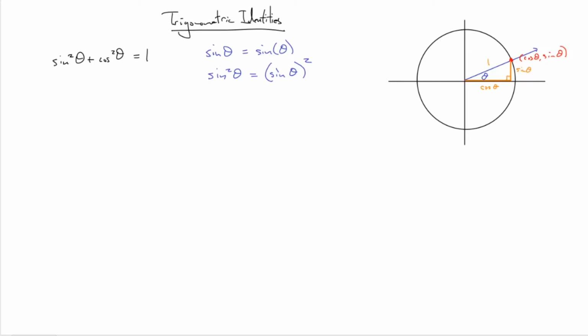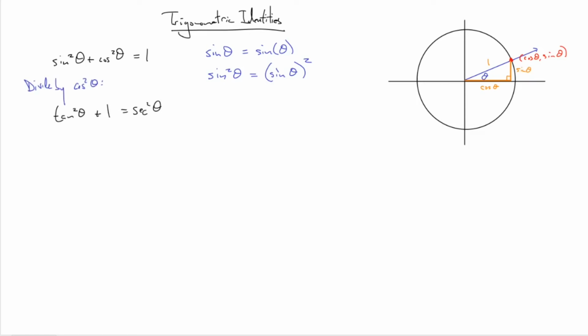How do I know the hypotenuse is 1? Because it's the unit circle, the circle with radius 1, and the hypotenuse of this triangle is a radius of the circle, so it has length 1. And so sine squared theta plus cosine squared theta equals 1 squared, which is just 1, is just the Pythagorean theorem applied in this particular case to the unit circle. So sine squared theta plus cosine squared theta equals 1, the most important trigonometric identity.